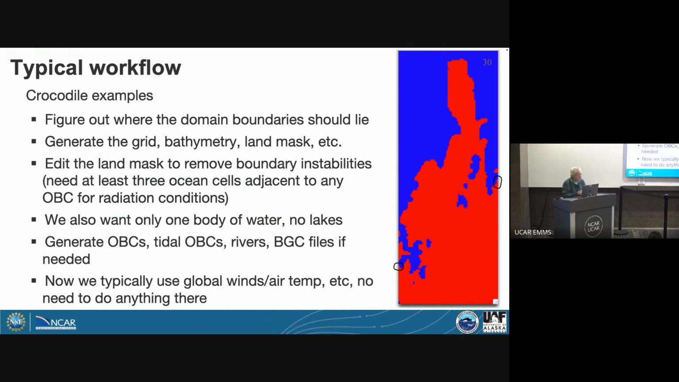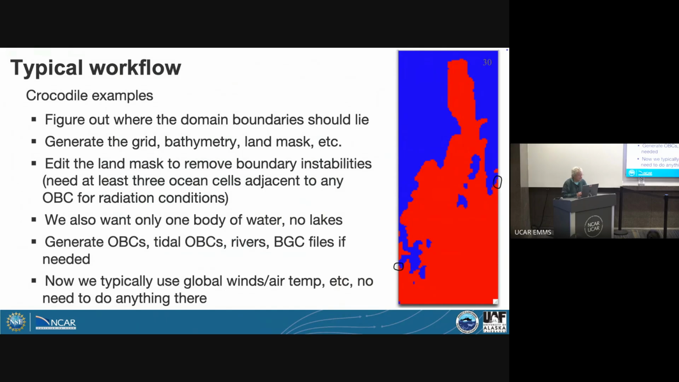So that you edit the landmass before going on to the next steps, which is to generate the OBC file and the tidal OBC file and the rivers file, because the river remapping needs to know where the coastline is in the final version of your landmass. And then you go on to the biogeochemistry files if you need those for the open boundaries.